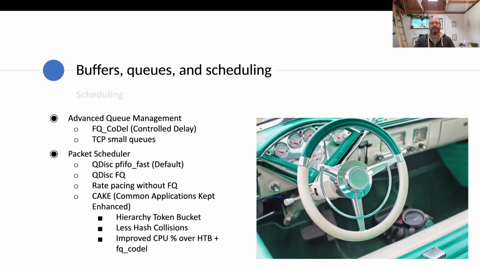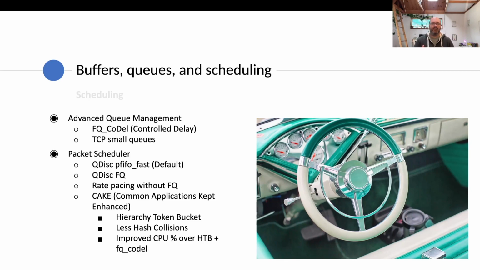Then we've got scheduling, so advanced queue management. The two that I looked into mostly were FQ CoDel and TCP small queues, which work hand in hand. FQ CoDel is a way to dynamically introduce delay to certain flows so that you can back off flows that are congested further up the wire, which leads to a better quality of experience. There's a lot of research being done in TCP small queues at the moment.